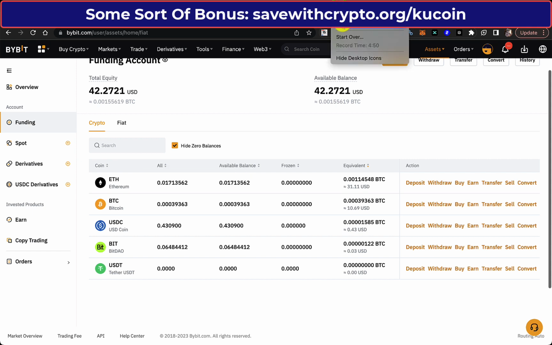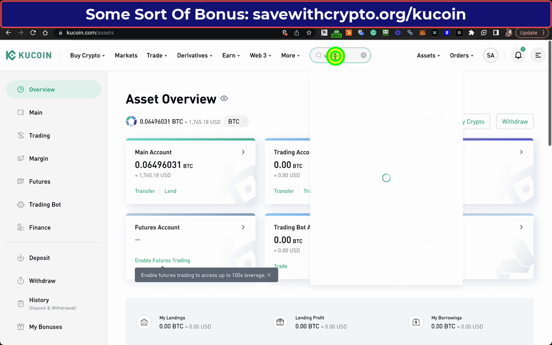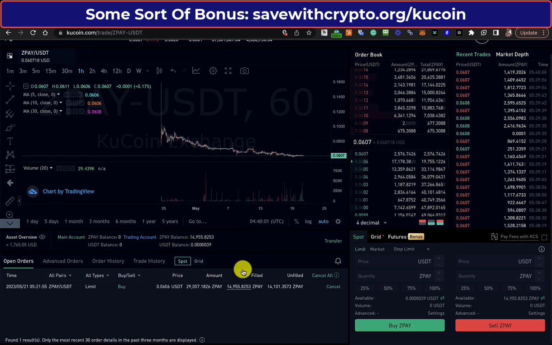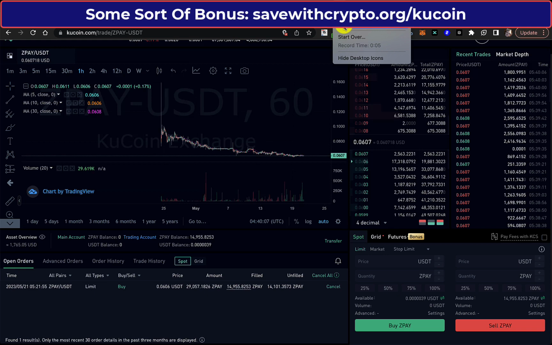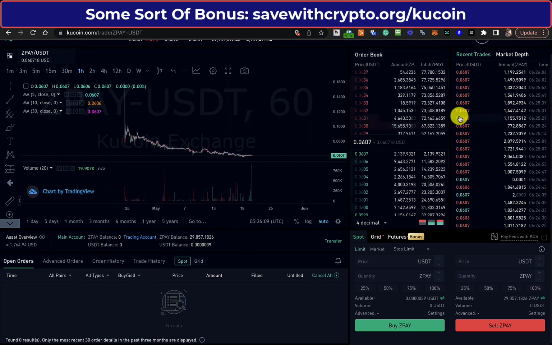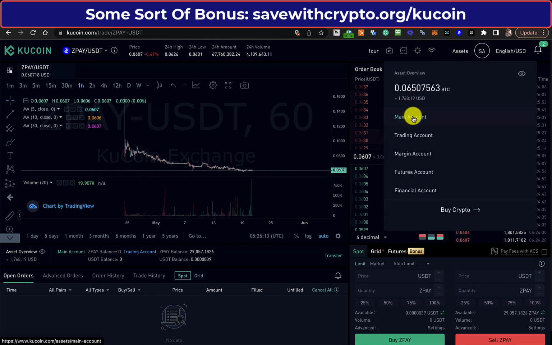Now, it is worth noting with Kucoin that when you put money in there, it goes into the main account. So you can see here you transfer from the main account to the trading account, and I just moved all the USDT across. So I set the limit order at $0.606, and it took a while. It kind of half filled for ages, and then eventually it finished. But it took about an hour or so to fill. So be patient if you are buying ZoidPay in that way.